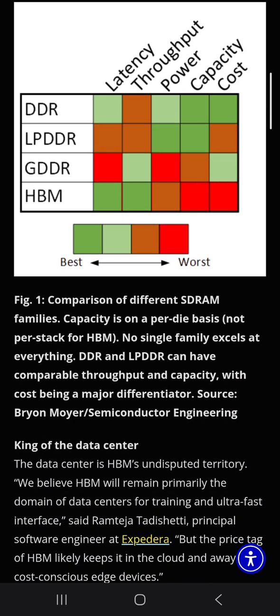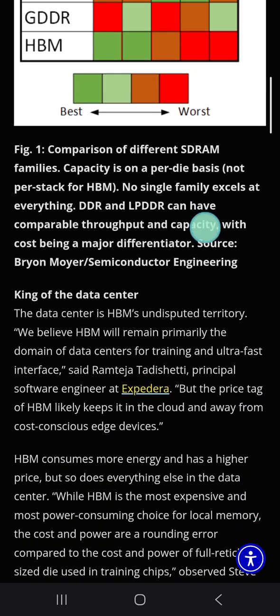Figure 1. Comparison of different DRAM families. Capacity is on a per die basis, not per stack for HBM. No single family excels at everything. DDR and LPDDR can have comparable throughput and capacity, with the cost being a major differentiator. Source: Brian Bailey, Semiconductor Engineering.